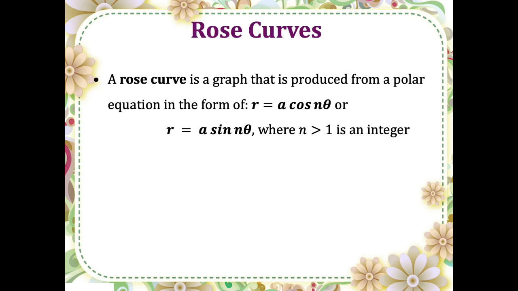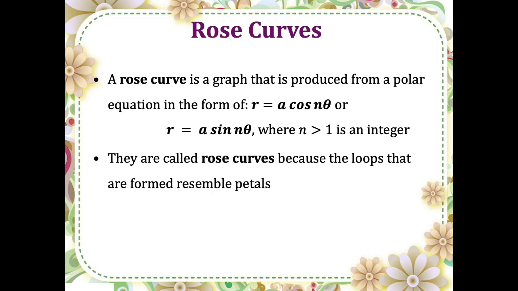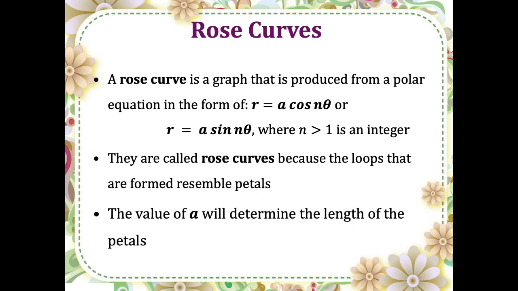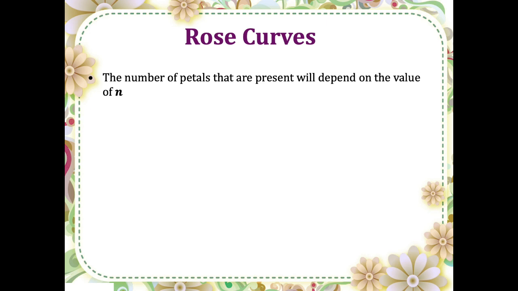A rose curve is a graph that is produced from a polar equation in the form of r equals a cosine n theta or r equals a sine n theta, where n is greater than 1 and it's an integer. They are called rose curves because the loops that are formed resemble petals. The value of a will determine the length of petals. The number of petals that are present will depend on the value of n.